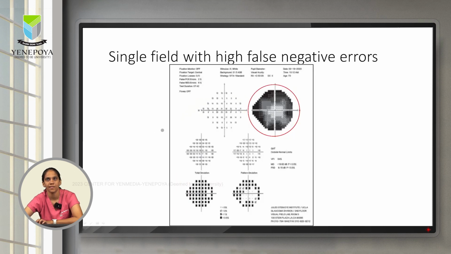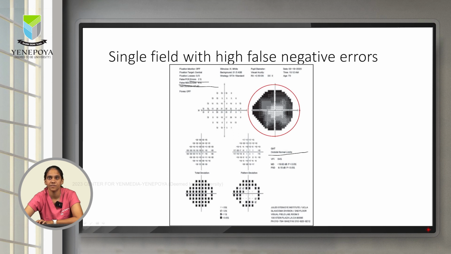Then false negative errors. So this is one question that all examiners ask. Clover leaf shaped defect. This is seen in your high false negative error patients. GHT will be outside limits, your total deviation plot and your pattern deviation plot will look horrible. So that is why they say the first thing that you should look at is your false negative, false positive, all of these errors should be looked at first. Then only you move on to the rest of the fields.